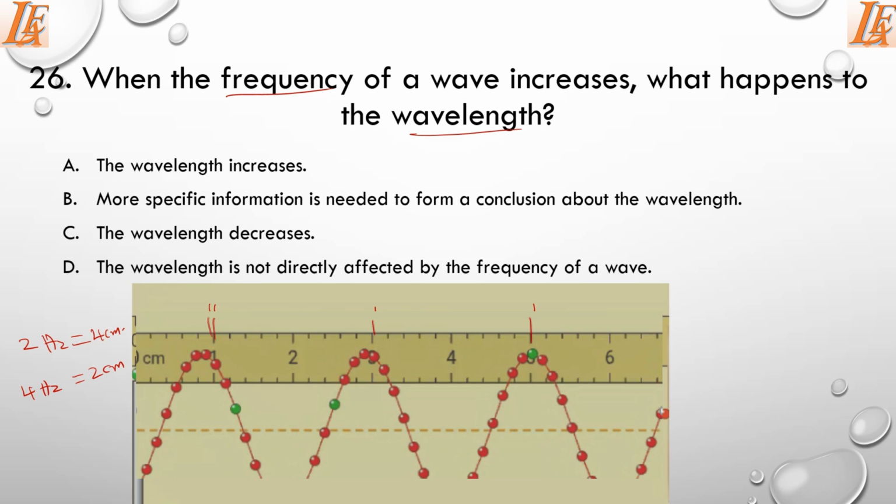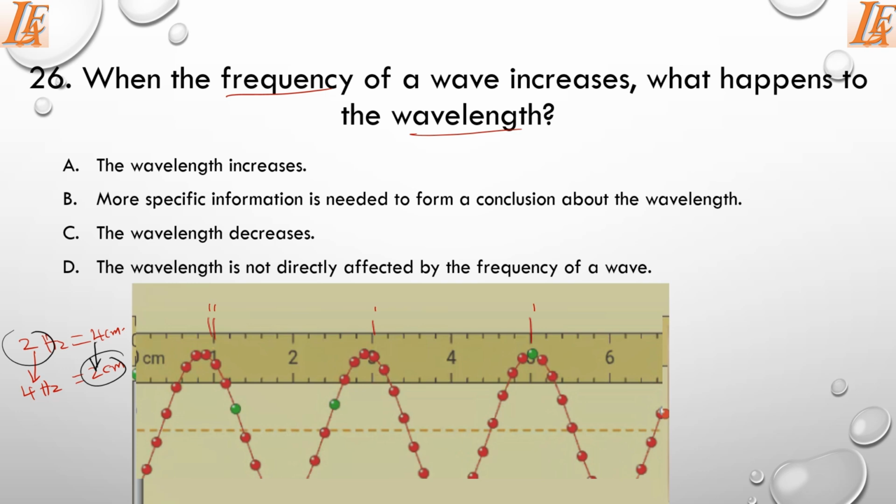Therefore, in this case, when you increase the frequency of a wave, the wavelength decreases, while when you decrease the frequency, the wavelength increases. Now, in this case, we are told if you increase the frequency, like you increase from 2 to 4, what happens to its wavelength? And you can see here it was 4, the wavelength has reduced to 2. Therefore, when you increase the frequency, the wavelength decreases.